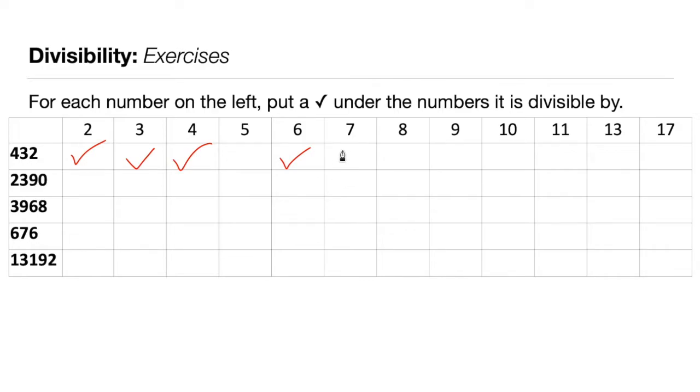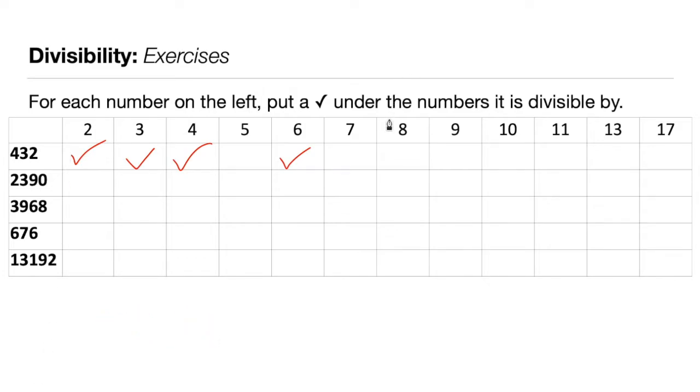For 7, what we're going to do here is check if the difference between twice the last digit and the other digits is divisible by 7. So what will this be? The last digit here is 2, twice that is 4, and we subtract it from the other digits. If we subtract 4 from 43, this will give us 39. Is this 39 divisible by 7? Clearly it is not. So therefore, 432 is not divisible by 7.